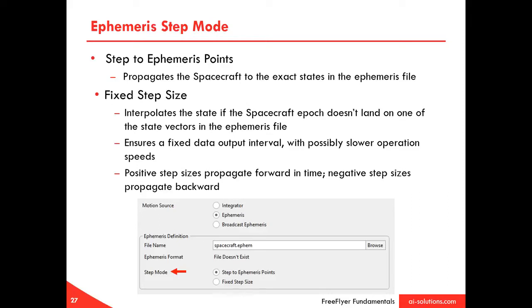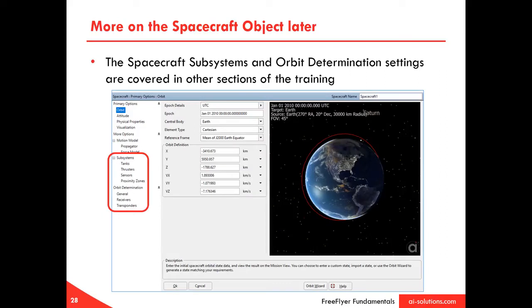When you're working with an ephemeris file in fixed step mode, a positive step size will propagate through the ephemeris forward in time, and a negative step size will let you go backwards. So now we've taken a close look at about the first half of the pages in the Spacecraft Object Editor. We'll talk in more detail about the different subsystems on the spacecraft object and the orbit determination settings in other FreeFlyer training tutorials.